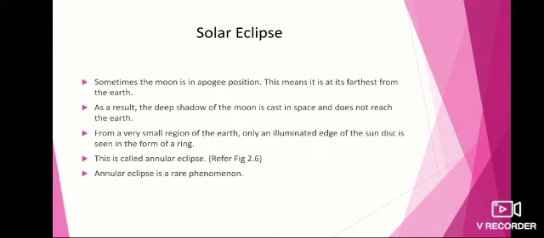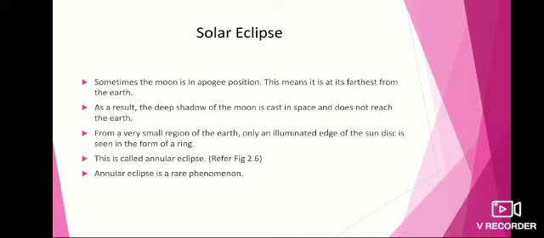Sometimes the moon is in apogee position. This means it is at its farthest from the earth. As a result, the deep shadow of the moon is cast in space and does not reach the earth.